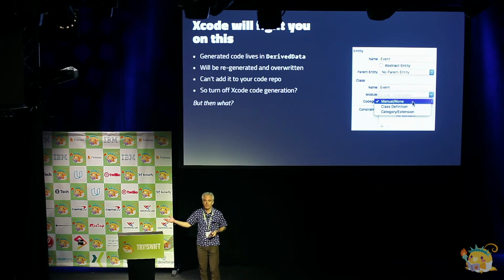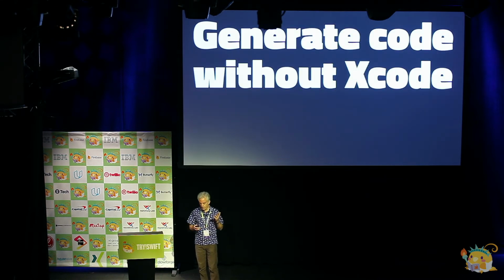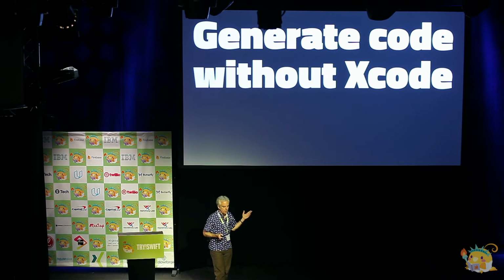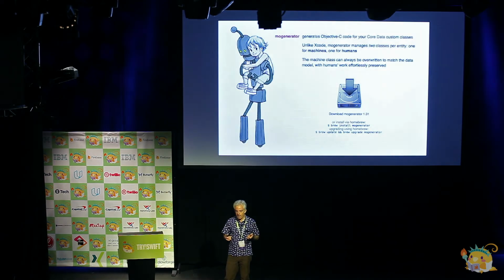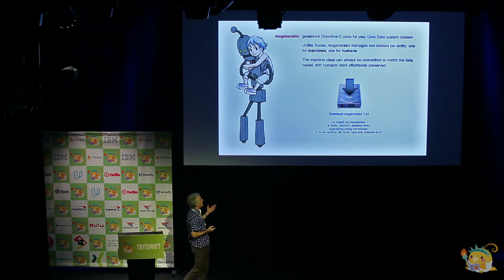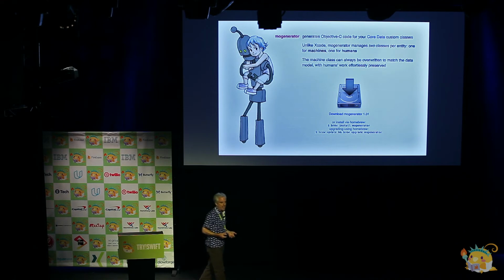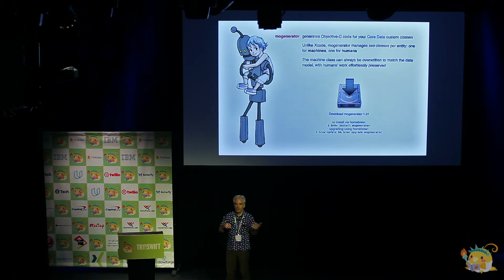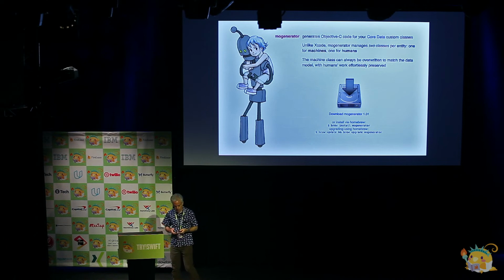So you can turn off code generation. But then you have to write your classes by hand, maybe, except maybe you don't. Because there's this project some of you may have heard about called mogenerator. And this slide is a little bit out of date because it mentions Objective-C. It does Swift now as well. And this is an open source tool that I contribute to, which is sort of an alternative to Xcode's code generation for Core Data. Hopefully doing a better job than what Xcode gives you.